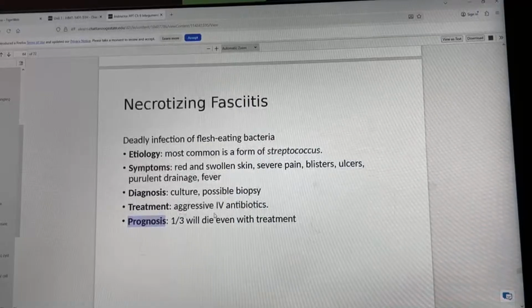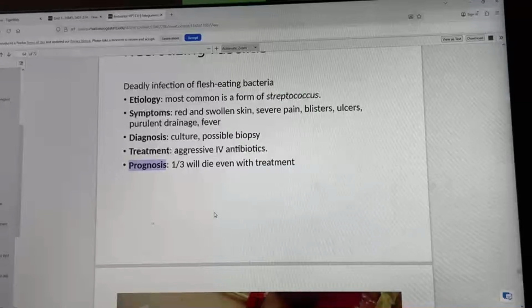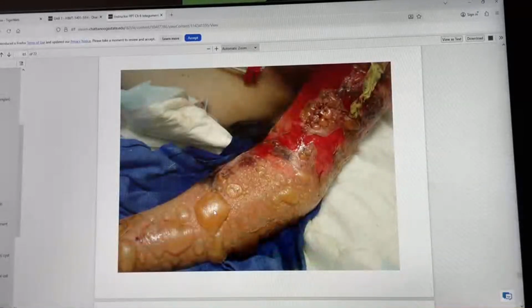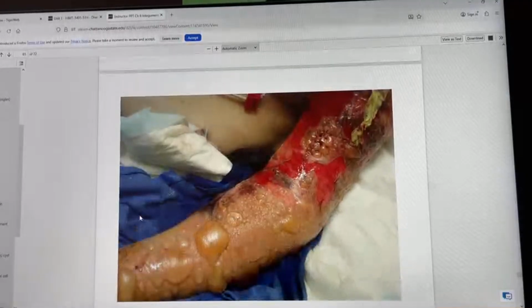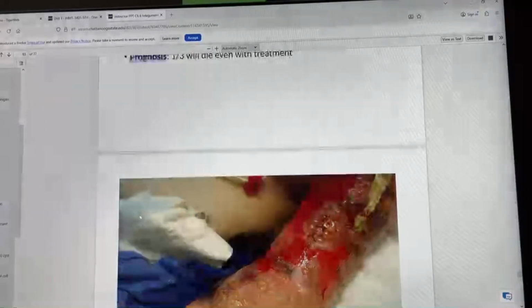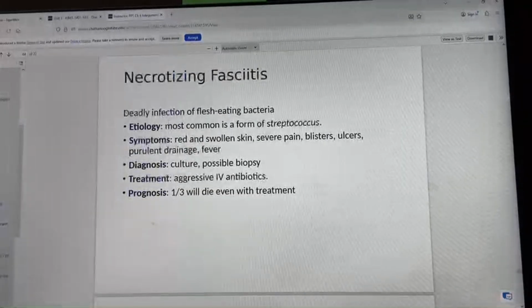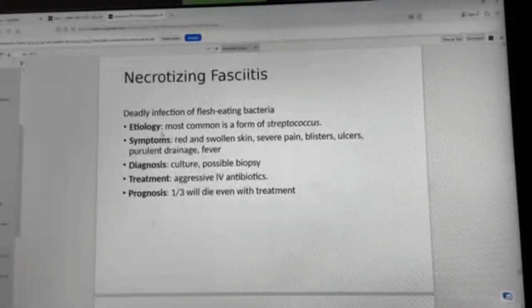If you're squeamish, look away. I'm about to show you what it looks like. This is the flesh-eating bacteria on someone's arm. Yeah, so it's really bad. It's awful. Oh goodness. Yeah.